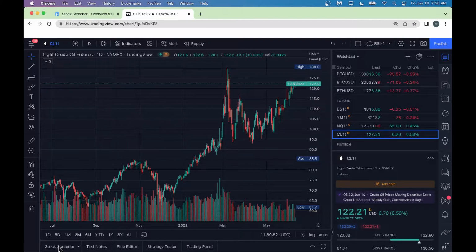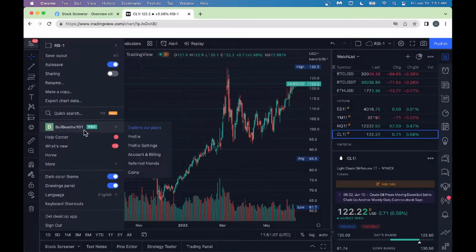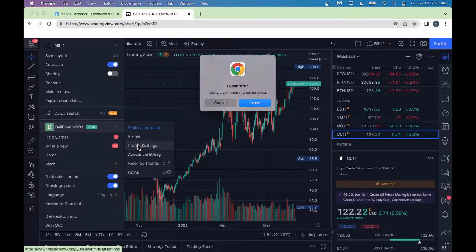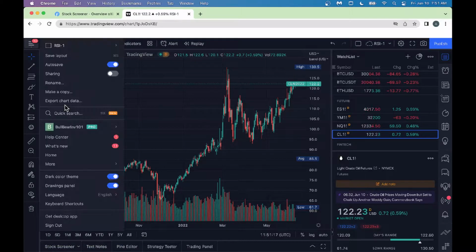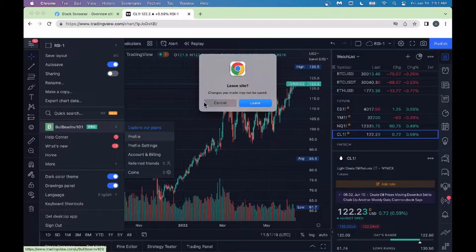In the meantime, if you're wondering how to get the dark view here, you could just go into your trading, into your indicators. Right here on the top, you could click on the profile. Actually, you can go to profile settings, and you could change your mode here to the dark mode.